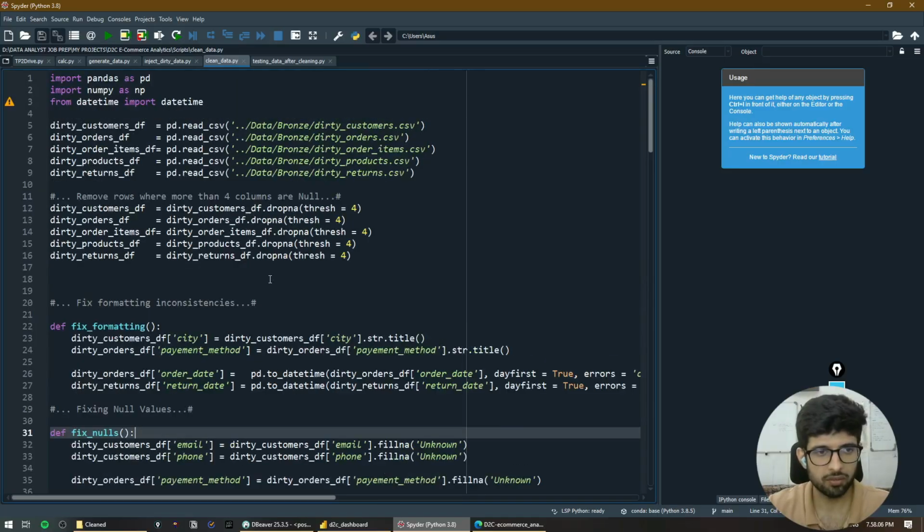So first, I have removed all the rows from the tables where there are 4 columns or more with nulls. Okay, that is around 50% of the data being null. So I have removed those.